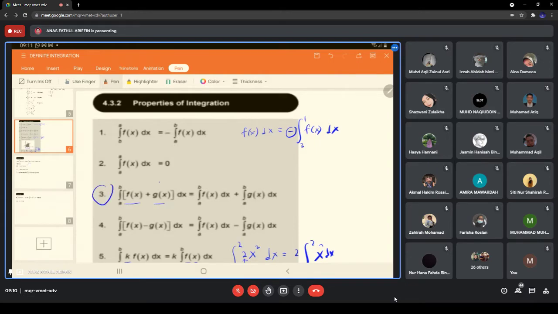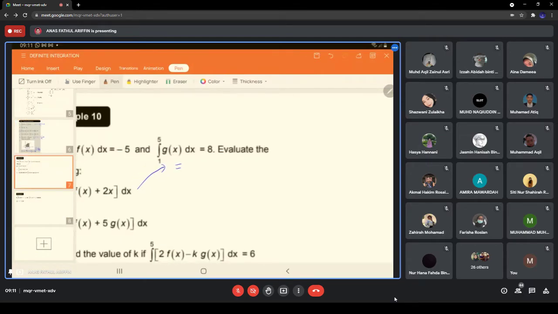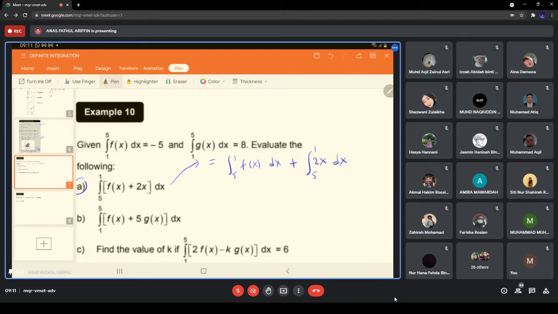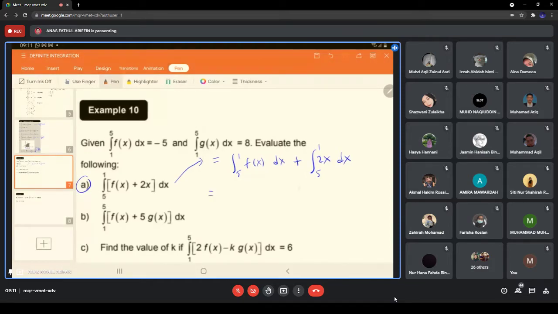Okay, we have two functions. Kita boleh pecahkan dia. Split. Okay, we split. So for this case, we can split basically integration 5 to 1 for this function fx dx and then plus 2x and then we integrate from 5 to 1 dx. Okay, now we have the value. This one kita ada value dia given from 1 to 5. Okay, given is the value from 1 to 5, but now we have 5 to 1.